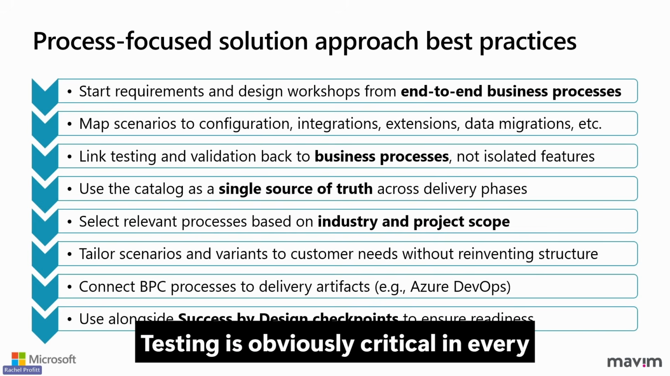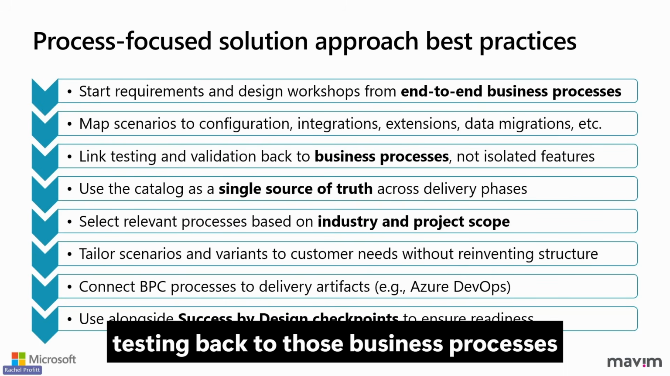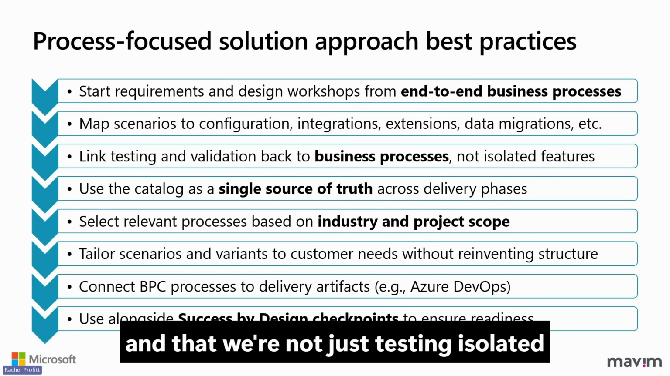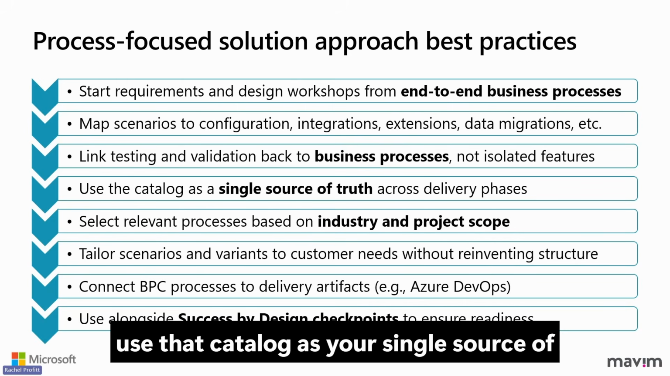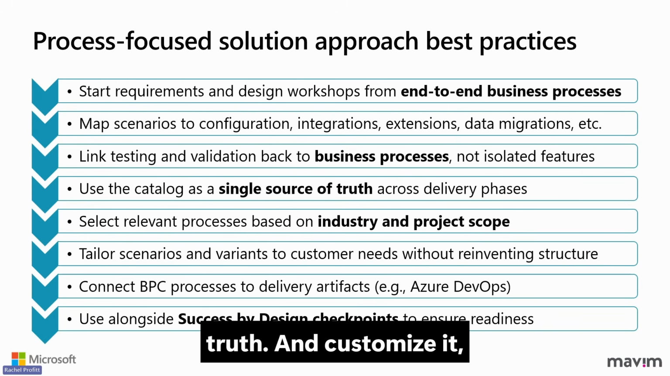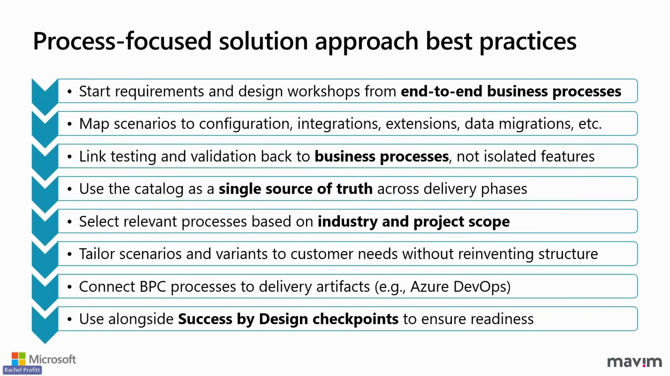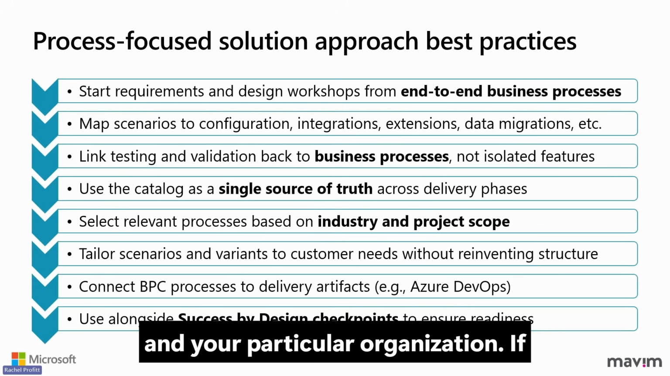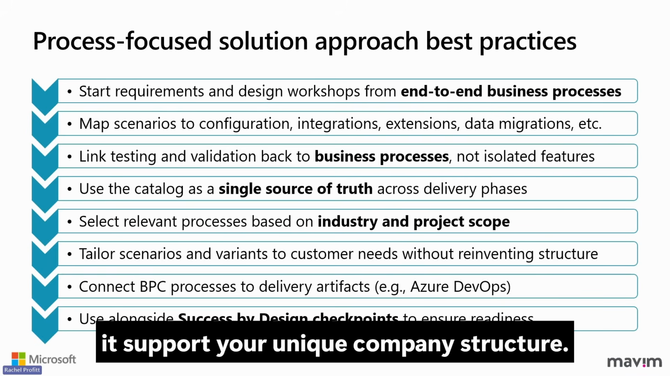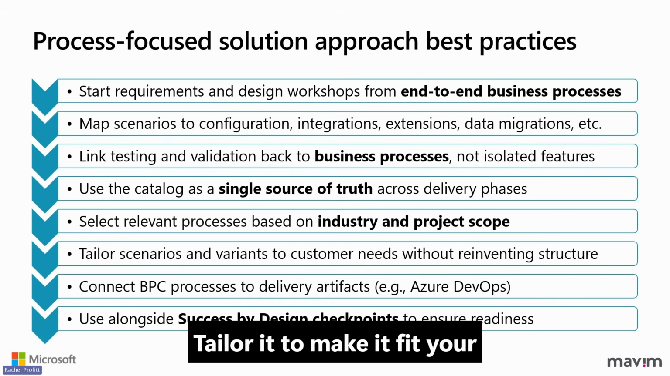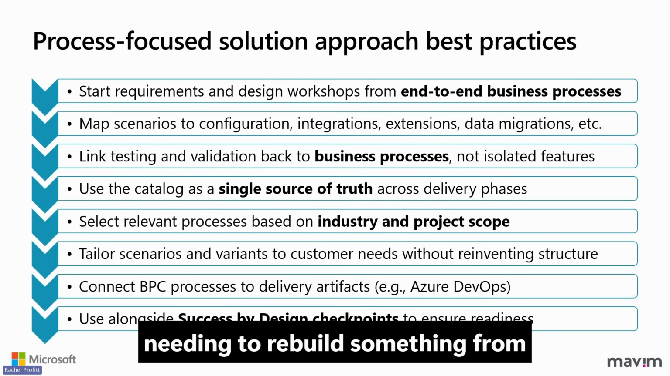Testing is obviously critical in every project, and we want to make sure that we're documenting and linking the testing back to those business processes, and that we're not just testing isolated features. We recommend that you use that catalog as your single source of truth and customize it, right? Make it specific to your industry and your project scope, and your particular organization. If you've got different geographies and you need to duplicate some nodes to support your unique company structure, tailor it to make it fit your organization and your structure without needing to rebuild something from scratch.